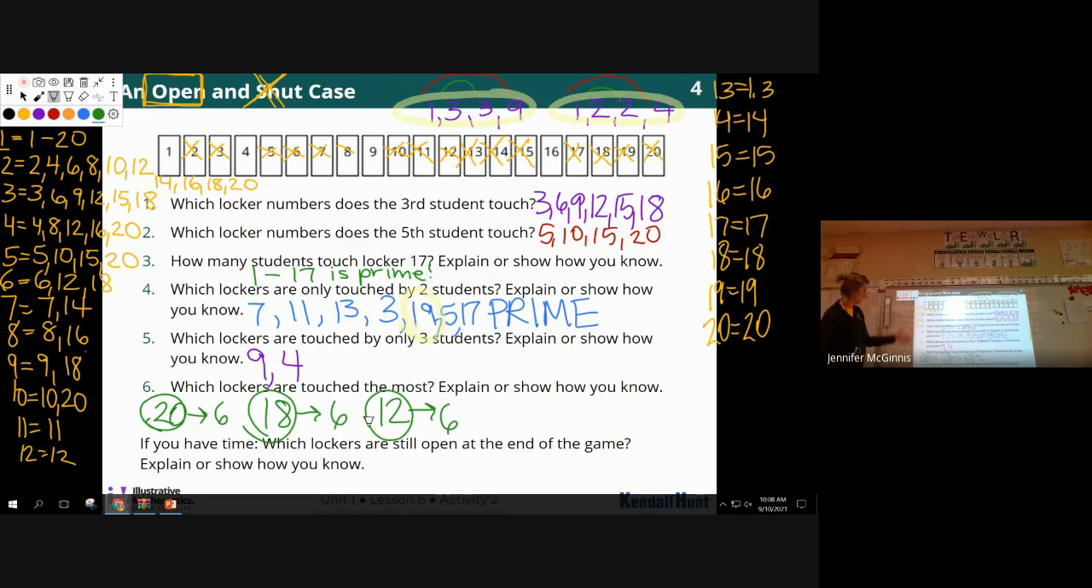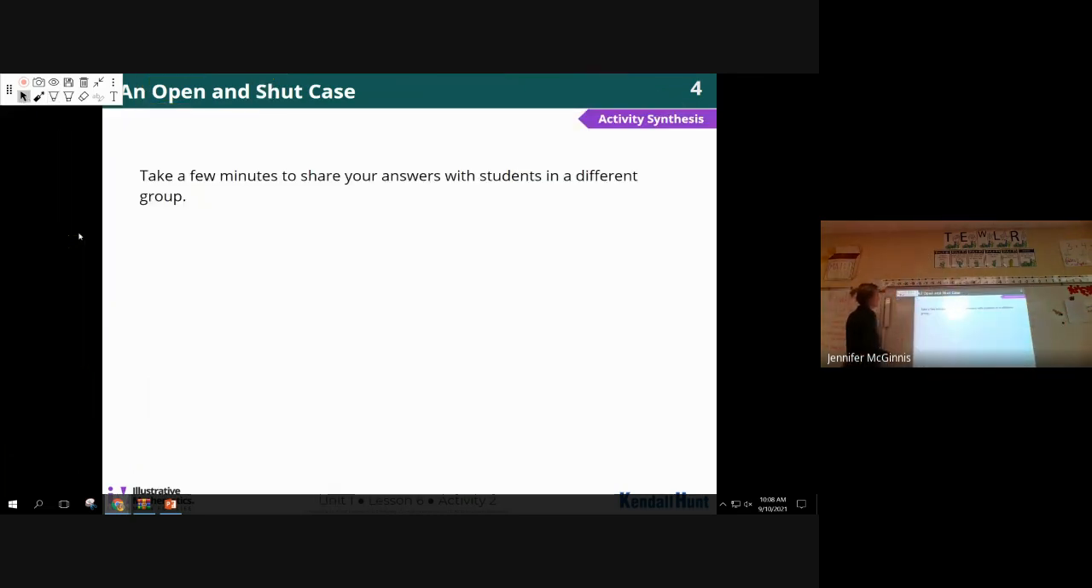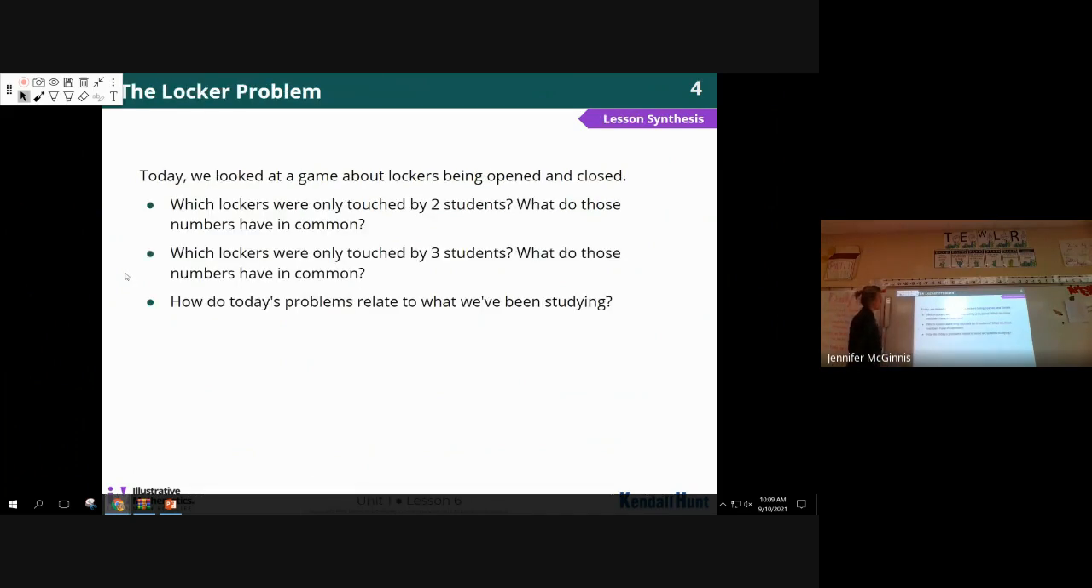And we know which lockers are still open at the end of the game because we created a representation that shows that while also keeping track of who did what, right? Can we get some silent celebration for your awesome job figuring out this really fun, really cool problem? That was awesome. Take a few minutes to share your answers with students in a different group. We did it all together.